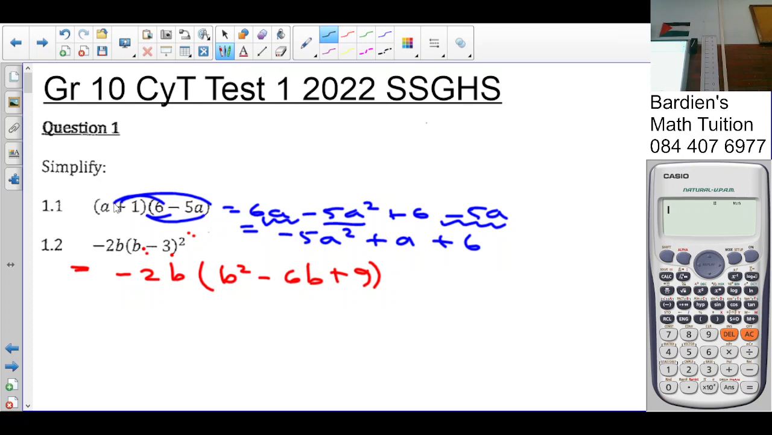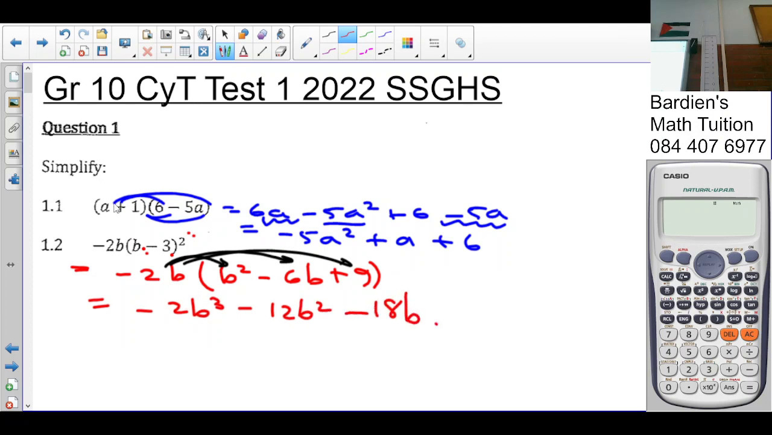Now we multiply this here. Negative 2b times b squared is negative 2b cubed. Negative 2b times negative 6b, negative 12b squared. Negative 2b times 9 is negative 18b. Did I teach you that? Yes.